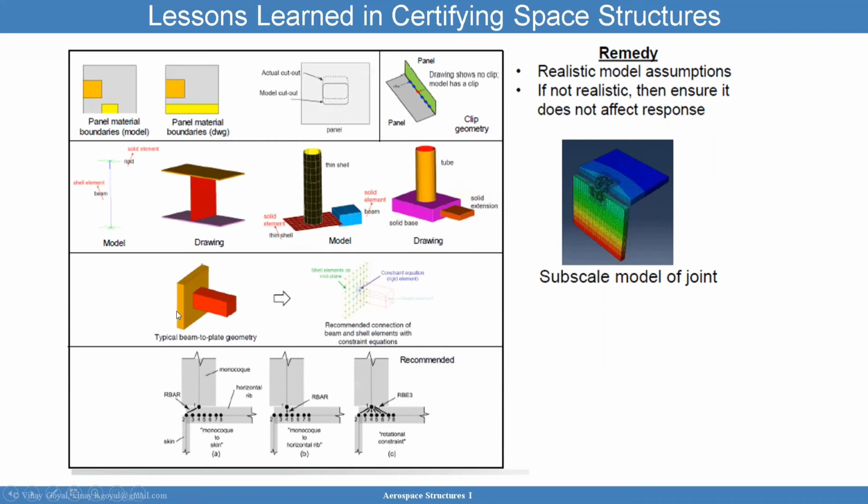Here you have a typical beam that's attached to a plate. You want to make sure that that beam is attached to a plate properly, and you want to make sure that the footprint is correctly attaching to that backbone here. Here you also have a stiffener on a skin.